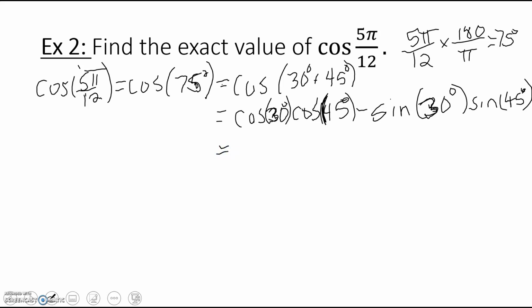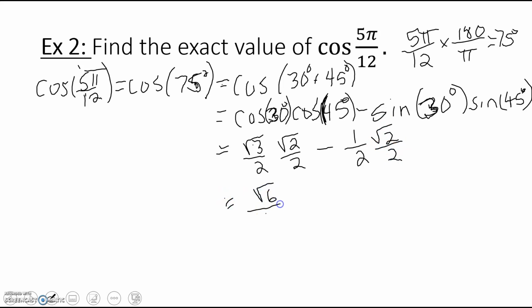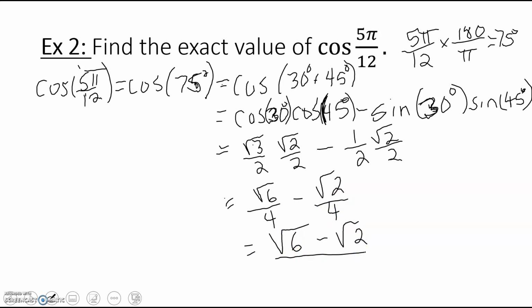Alrighty, so cosine of 30 we know is the square root of 3 over 2. Cosine of 45 is the square root of 2 over 2. Sine of 30 is 1/2, and sine of 45 is square root of 2 over 2. And so square root of 3 times square root of 2 is square root of 6. 2 times 2 is 4. 1 times square root of 2 is square root of 2, all over 4. We can combine those because the denominator is the same, and we get square root of 6 minus square root of 2, all over 4.